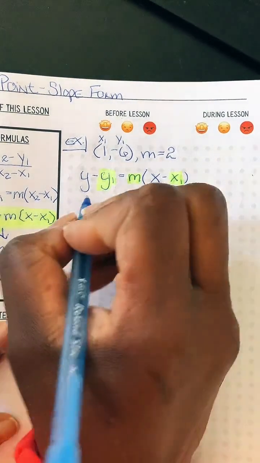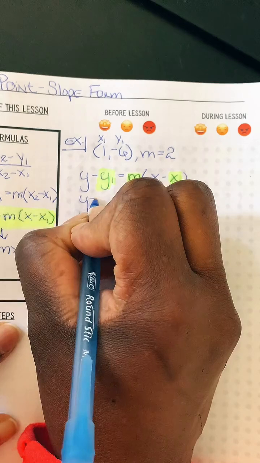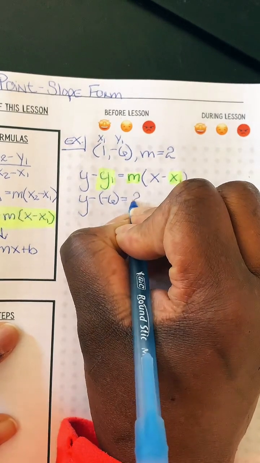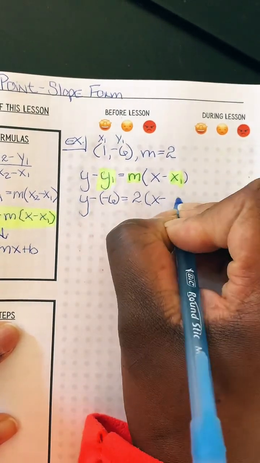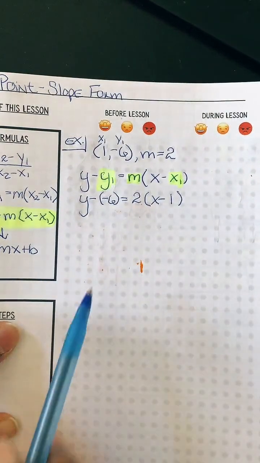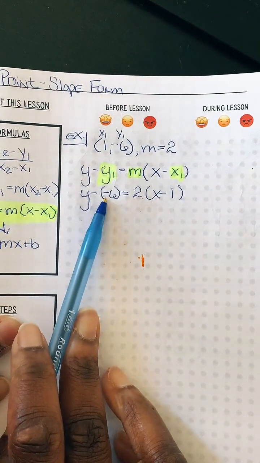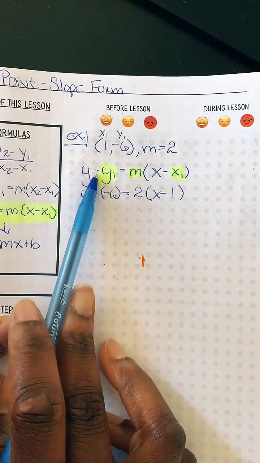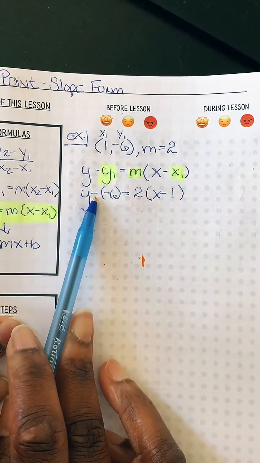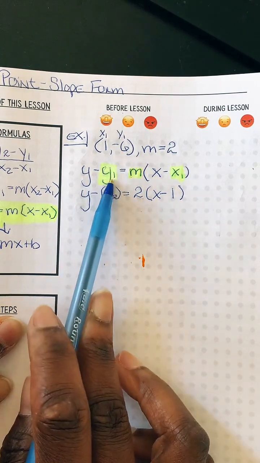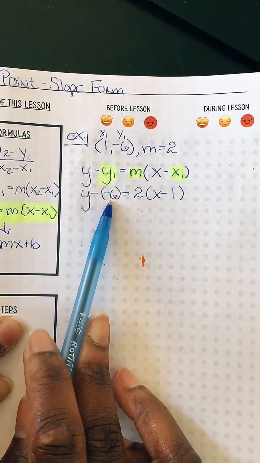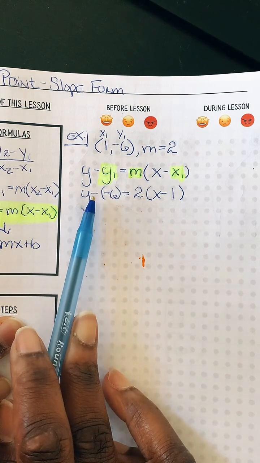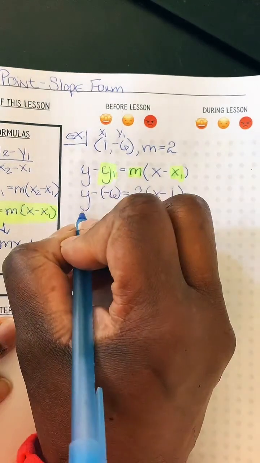So now let's substitute. We have y minus a negative 6 equals my m, which is 2, and x minus a 1. Now, here is the thing. When you substitute that negative 6, it's not just y minus 6. No, the formula originally comes with the subtraction symbol. So when you substitute that negative 6, you're substituting just for that y sub 1. So that means it's really going to be y minus a negative. And when you minus a negative, it actually turns positive.